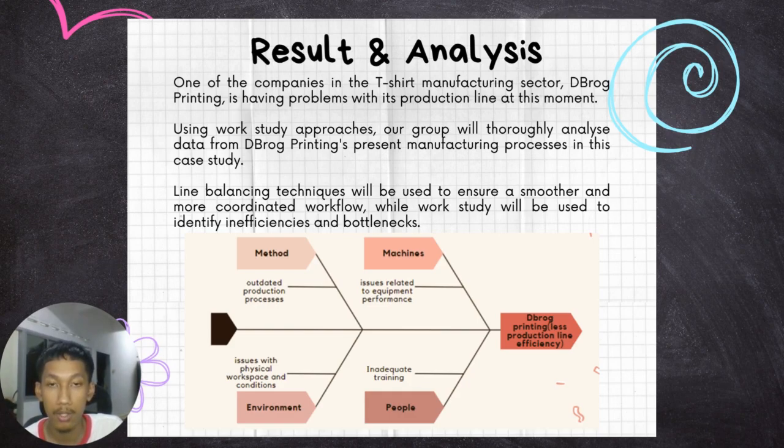So the diagram below is the Ishikawa diagram that we use for this case study. As you can see, there are method, machines, environment, and people involved in the Ishikawa diagram.